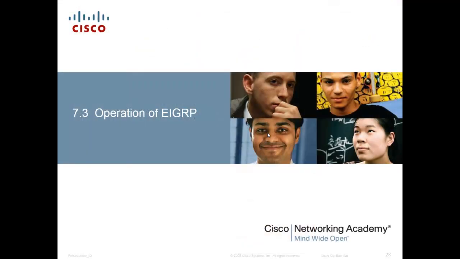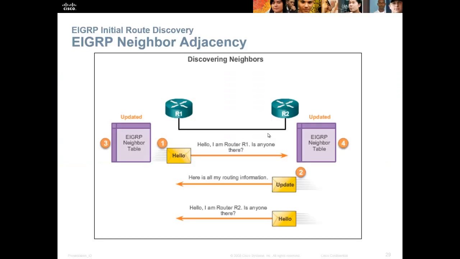Alright, so EIGRP operation. Alright, so the neighbor adjacency. So I turn router 1 and router 2 on, and they're both configured with EIGRP. So a hello packet goes from R1 to R2. Hey, I'm router 1. Anyone out there?